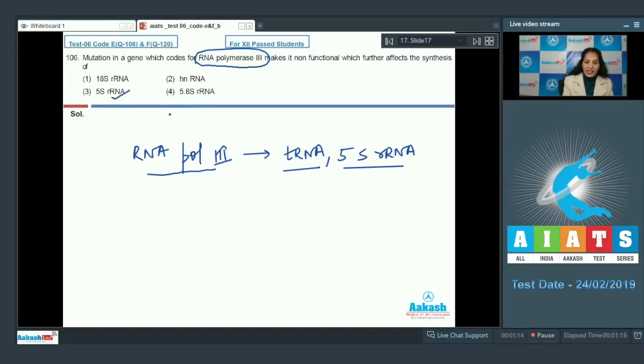First option 18S rRNA. No, the RNA polymerase I codes for 18S RNA and the 5.8S rRNA. So these two options are ruled out. What about the second, which is HNRNA? HNRNA is coded by RNA polymerase II. So this option is also ruled out. So the correct option for the given question is option number 3. Let's move to the next question.